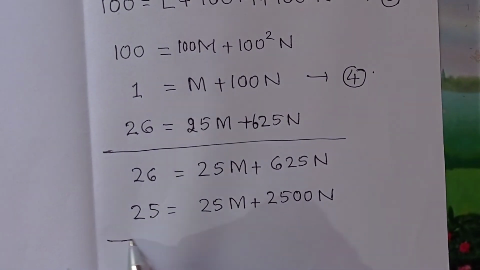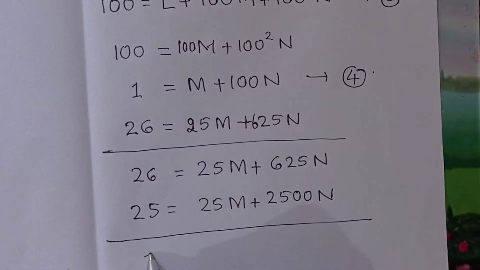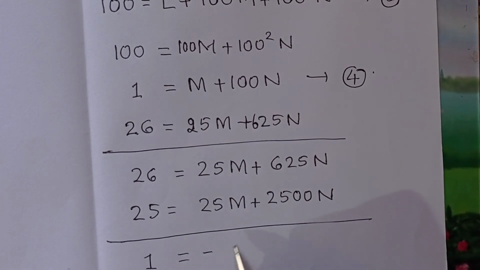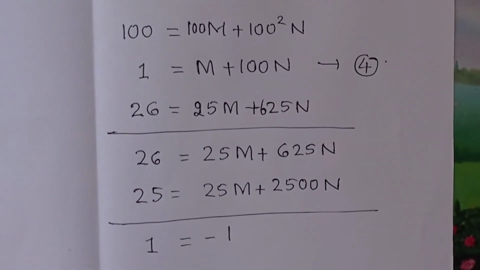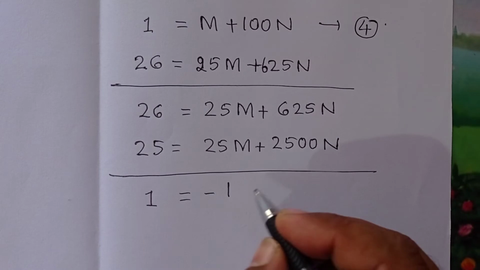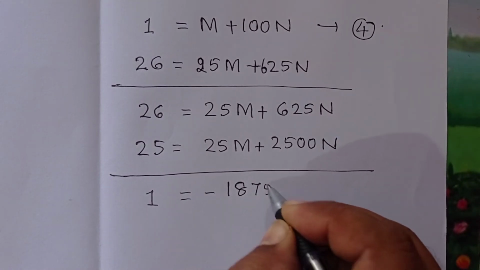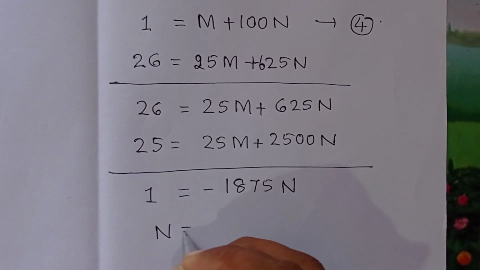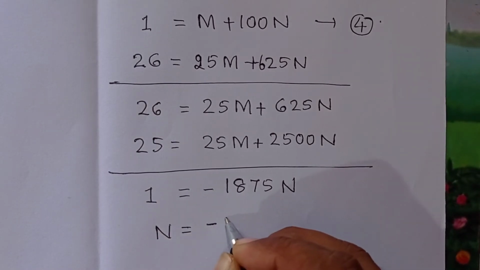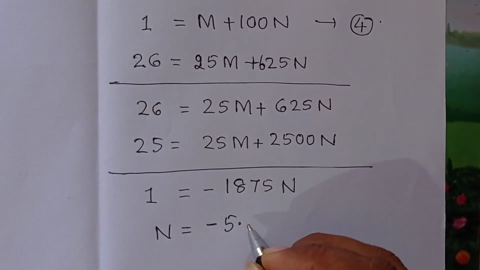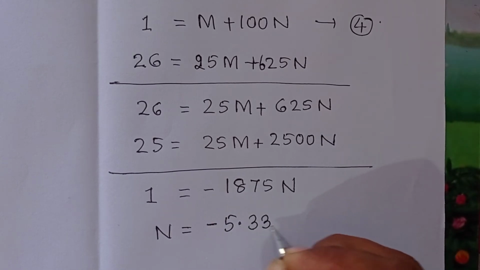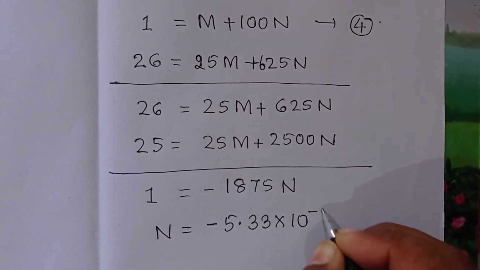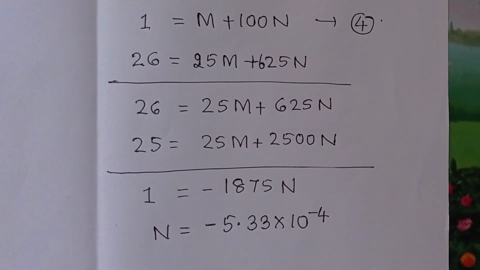So subtract this, what will I get? I will get the answer as 1 will be equal to minus 1875 n. So therefore n will be equal to minus 5.33 into 10 to the power minus 4. This is the value of n.